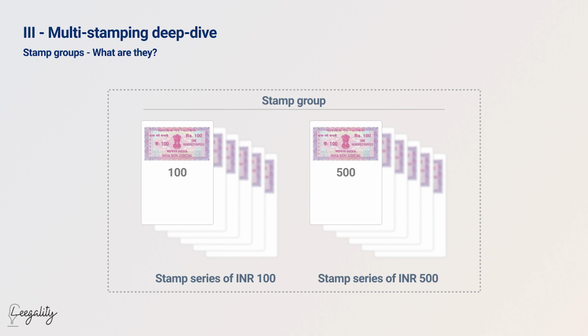Like I've already mentioned, a stamp group is essentially an envelope inside which you store stamp series of various denominations but of the same state. As you can see in front of me right now, I have a stamp group which contains a stamp series of 100 and of 500, but both of these have to be of the same state. For example, both of these can be Maharashtra.